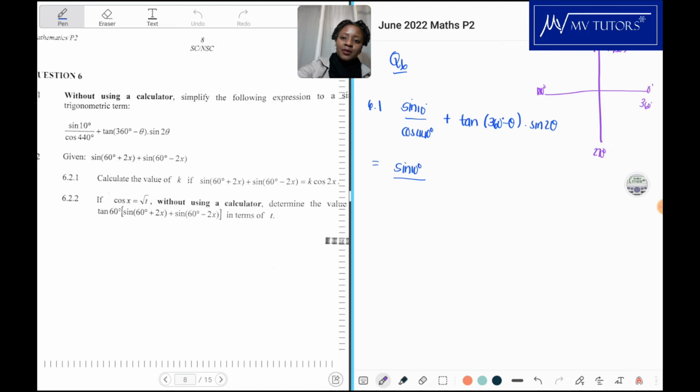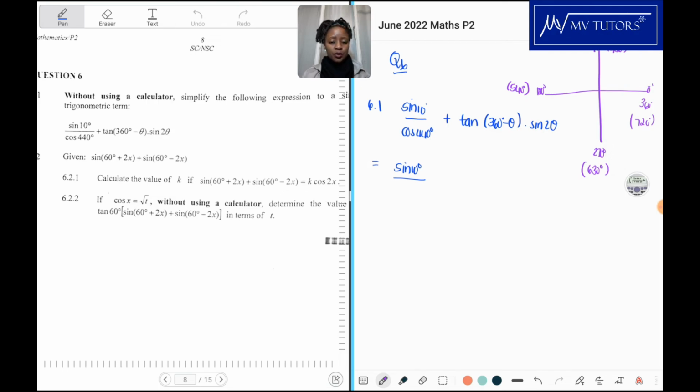Okay, 450. 450 plus 90 will give you 540. 540 goes 630, and then you have 720. So it doesn't matter how big the angle they give you, just keep adding 90s in this case, and then you can see which quadrant you're working with. So 440, it's actually in the first quadrant.